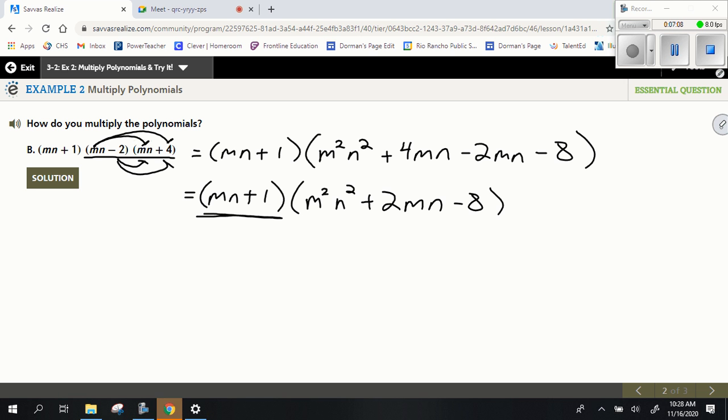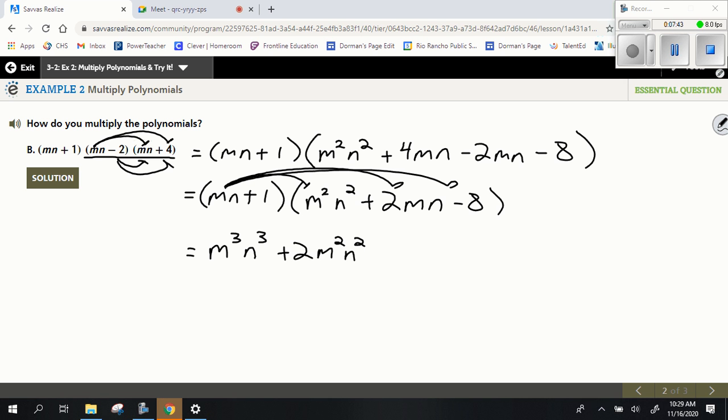Now our next step is we're going to finally get to multiply this term that's out here in the front, or this binomial that's out in the front. So we'll start by multiplying the mn times each of the terms in that parenthesis. So m times m squared is going to give me m to the third power. And then the n times the n cubed is going to give me n to the fourth power. Mn times 2mn is going to give me 2, m times m is m squared, and n times n is n squared. And now, negative 8 times mn is negative 8mn.